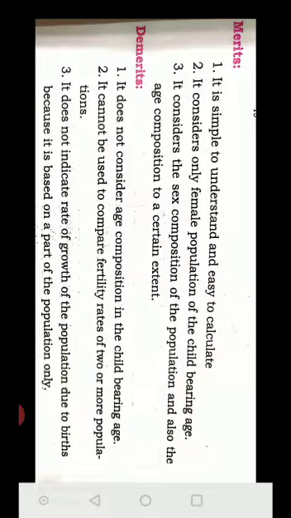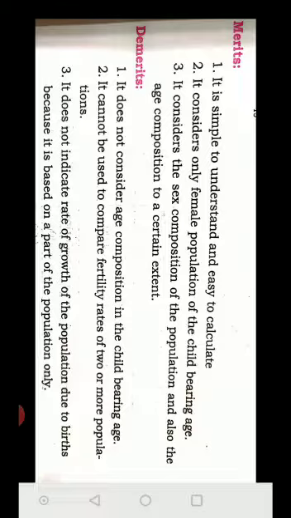Now let us see the merits and demerits of general fertility rate. The first one, it is simple to understand and easy to calculate. It considers only female population of the childbearing age. I repeat once more, childbearing age is from 15 to 49 years. It considers the sex composition of the population and also the age composition to a certain extent. These are the merits of general fertility rate.